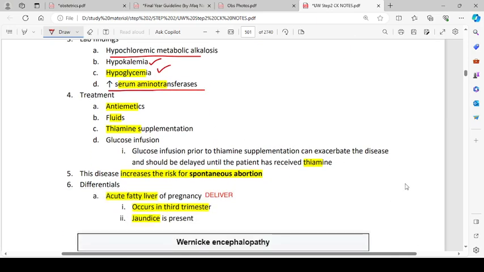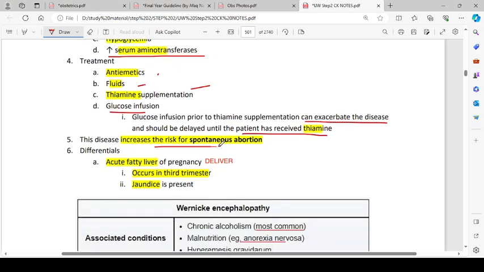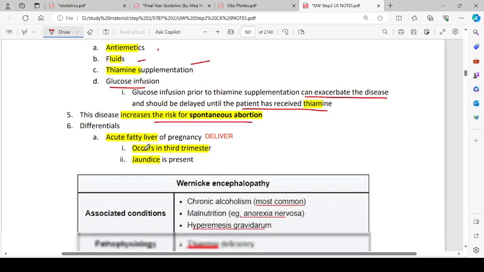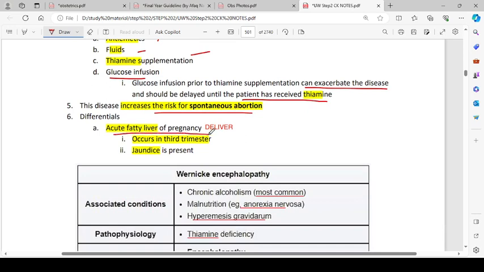The treatment is antiemetics, fluids, thiamine supplementation, glucose infusion. Glucose infusion prior to thiamine supplementation can exacerbate the disease and should be delayed until the patient has received thiamine. This disease increases the risk of spontaneous abortion. The differentials include acute fatty liver of pregnancy, occurs in third trimester, jaundice is present.